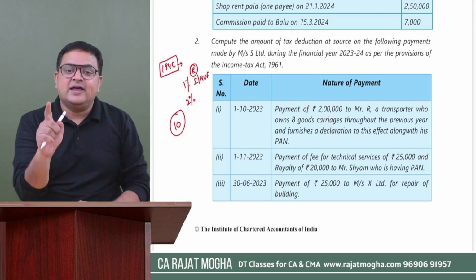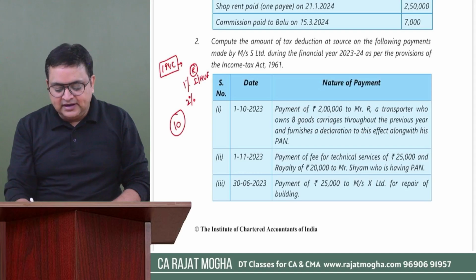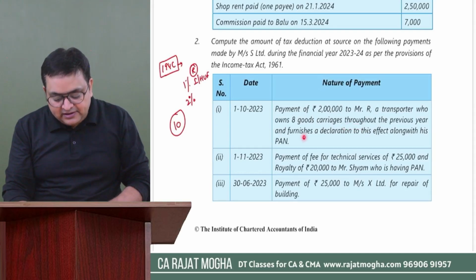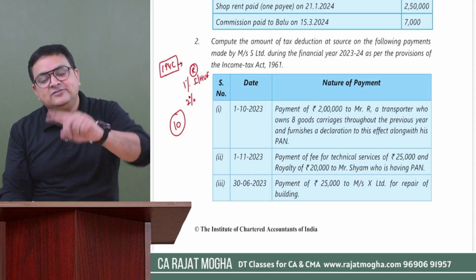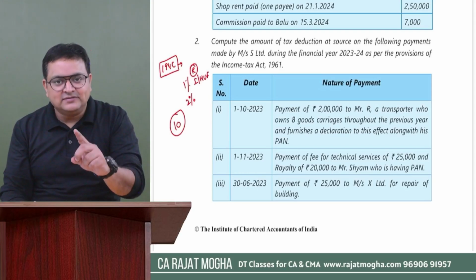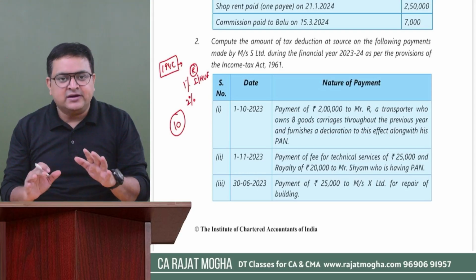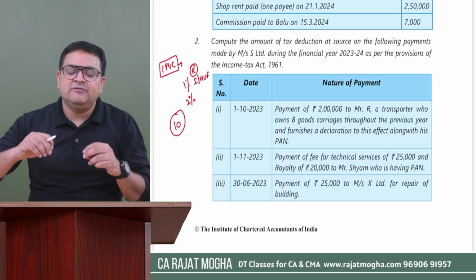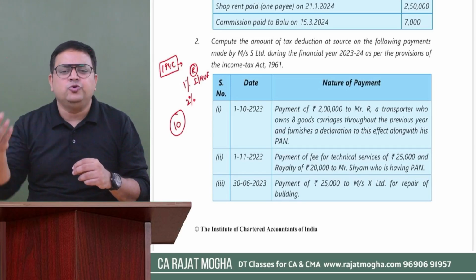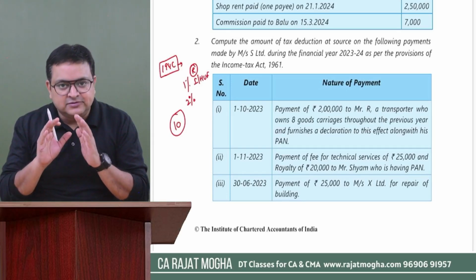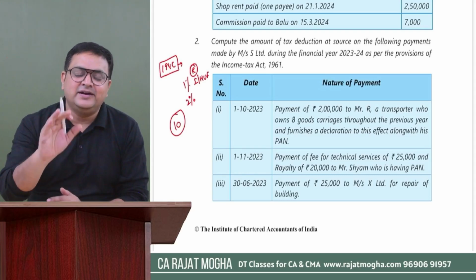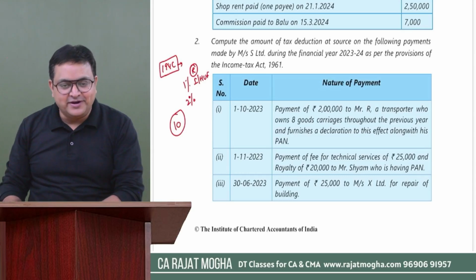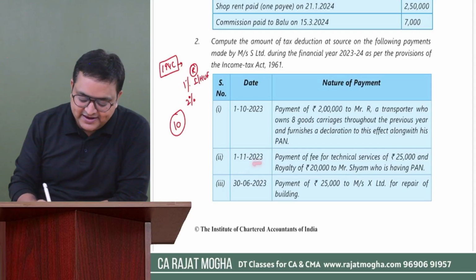So the examiner can also give you such a question that this person furnishes a declaration that he does not have more than 10 goods vehicles, but he does not furnish his PAN. So please, you know that we have to deduct TDS, but some students will say that we will deduct TDS at a rate of 1% or 2% as the case may be. But please, you have to deduct TDS at a higher rate, 20%, if this person is not furnishing their PAN. Got it? Okay.